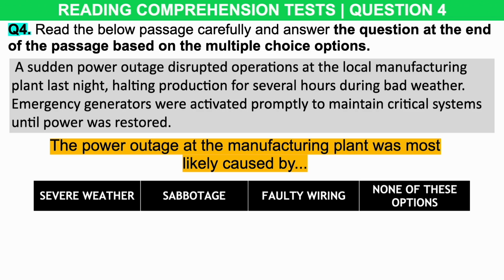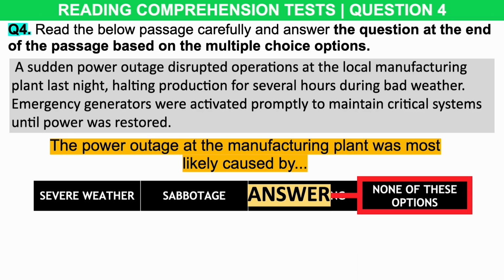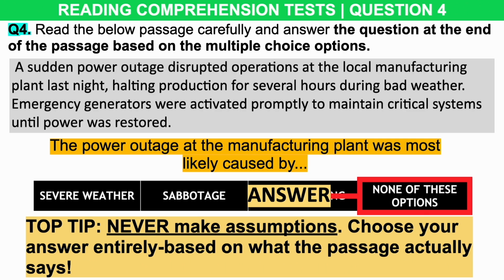Well, the correct answer may surprise you. It's actually none of these options. And this is a very important lesson for verbal comprehension tests. And if you understand this, you will ace your verbal comprehension tests really easily. And that's because you should never make assumptions. You should always choose your answer entirely based on what the passage actually says. And although the passage does mention there was bad weather, it doesn't actually say it was the bad weather that caused the power outage. So never make an assumption.